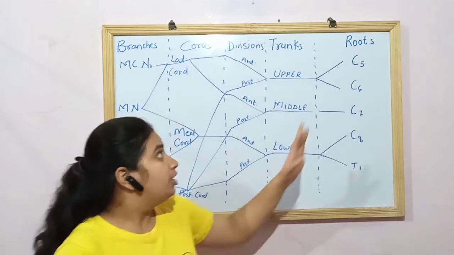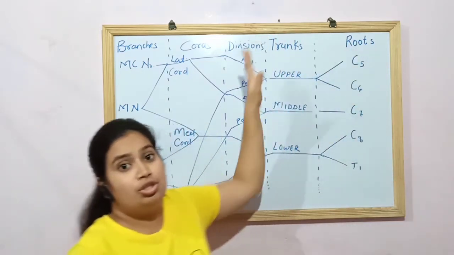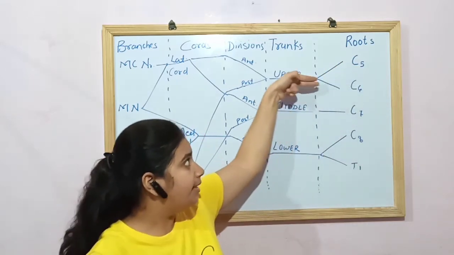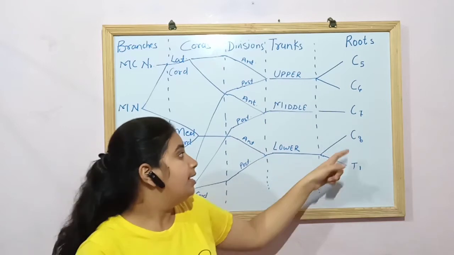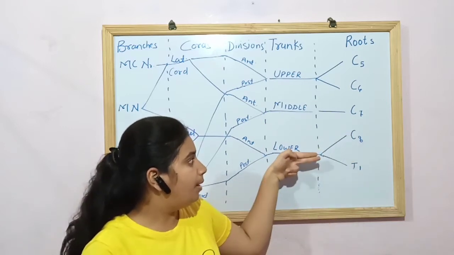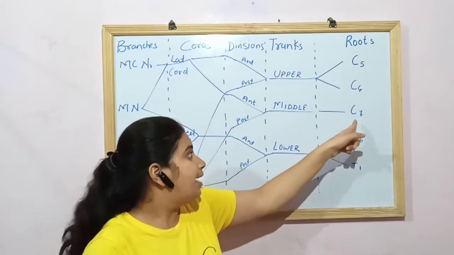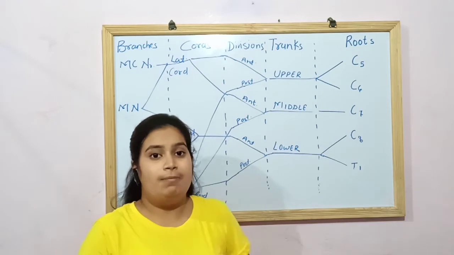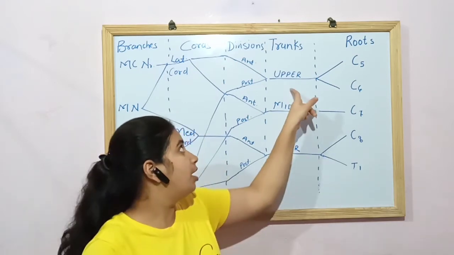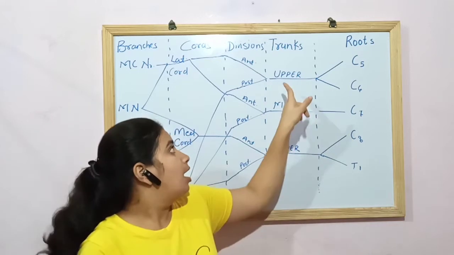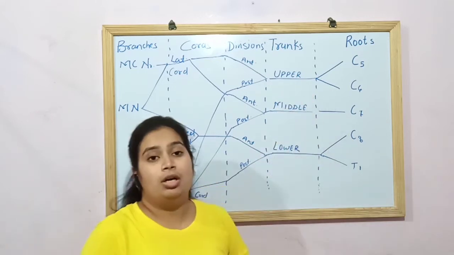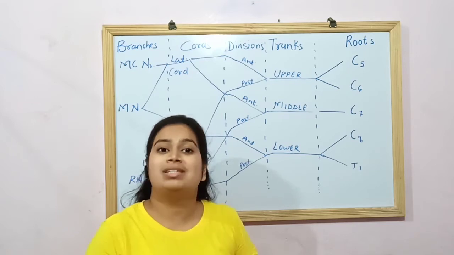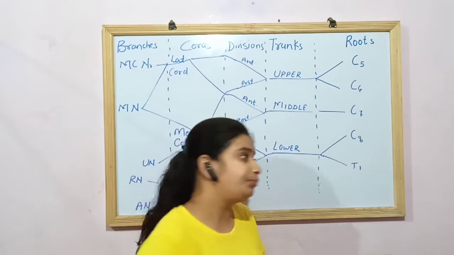Now moving on, roots give rise to trunks. So 2 roots, C5 root and C6 root combine and give rise to the upper trunk. C8 root and T1 root combine and give rise to the lower trunk, and C7 root continues as the middle trunk. So the brachial plexus consists of 3 trunks: upper trunk, middle trunk and lower trunk. The upper trunk also has a suprascapular nerve which innervates your infraspinatus muscle and the supraspinatus muscle.